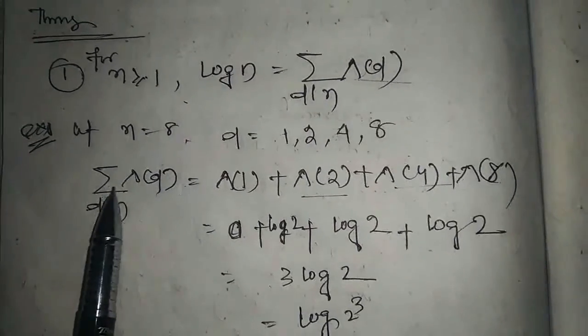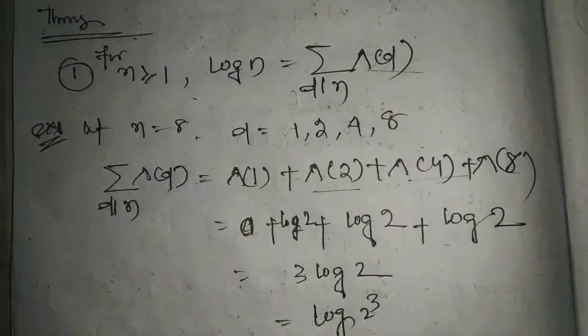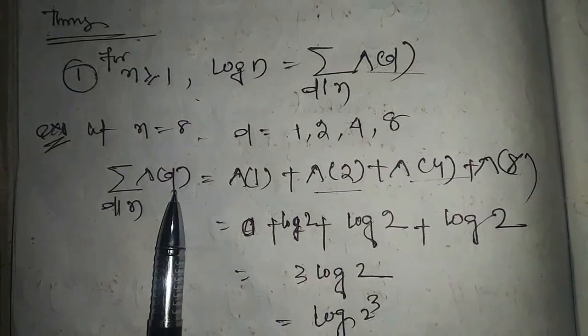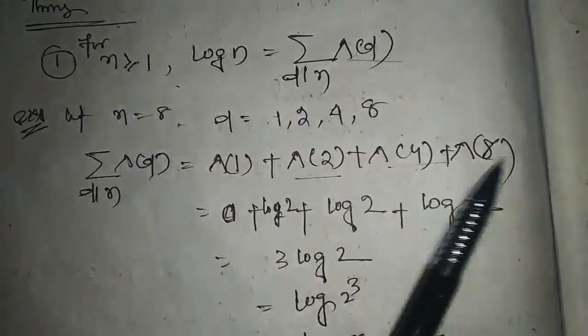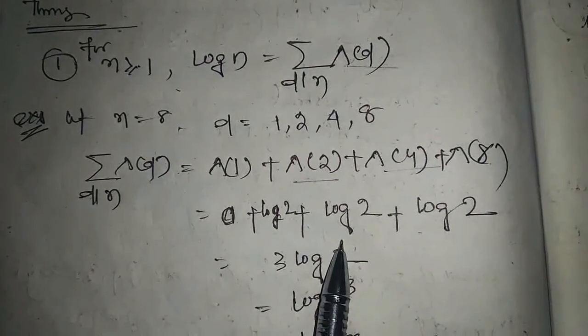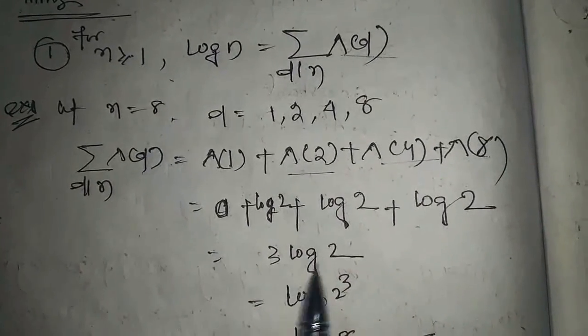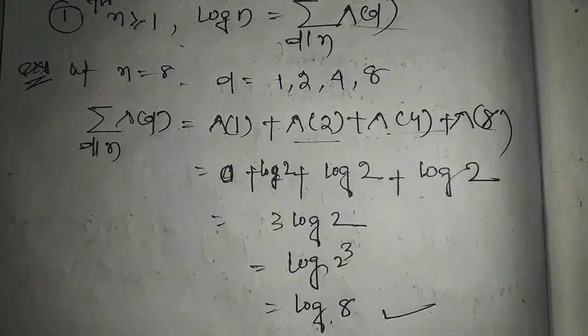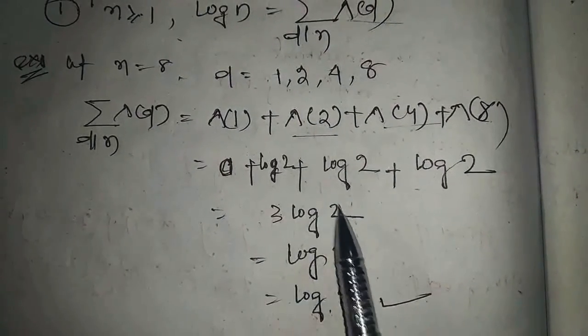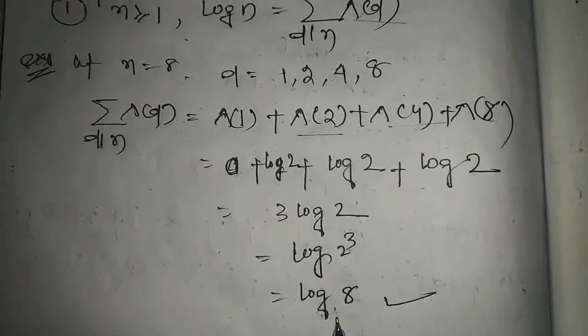Now the summation over d divides n of lambda d is lambda 1 plus lambda 2 plus lambda 4 plus lambda 8. Lambda 1 is 0, lambda 2 is log 2, lambda 4 is log 2, lambda 8 is also log 2. This gives 3 log 2, and this will be log 2 to the power 3, and this is log 8, which is log n.